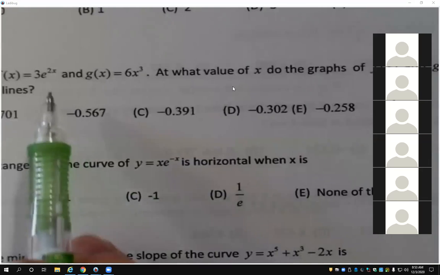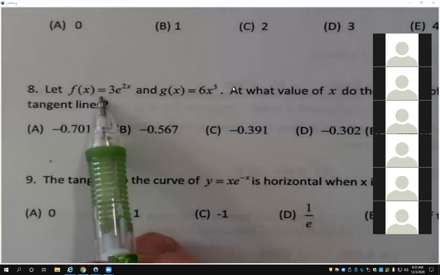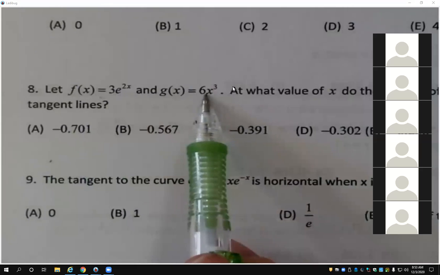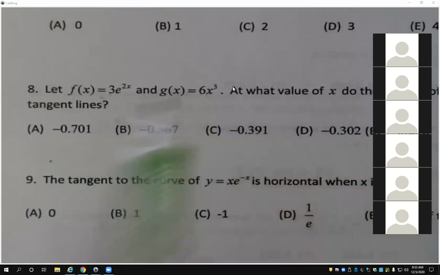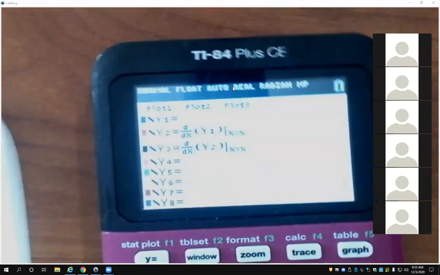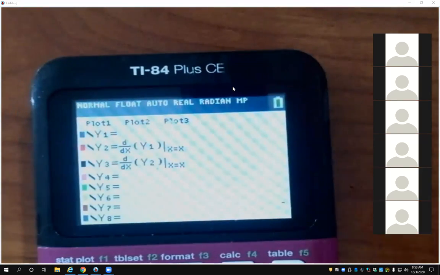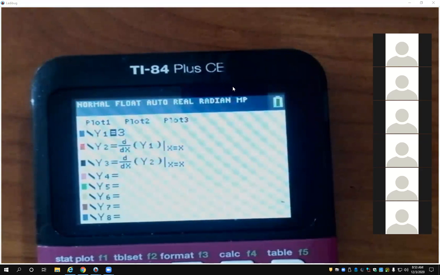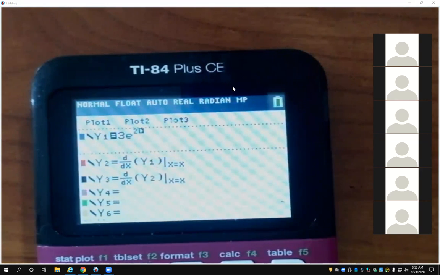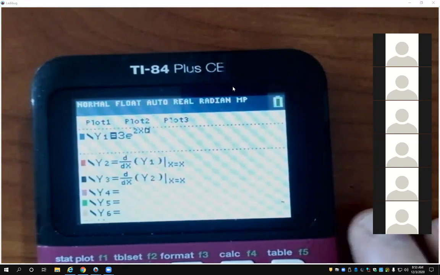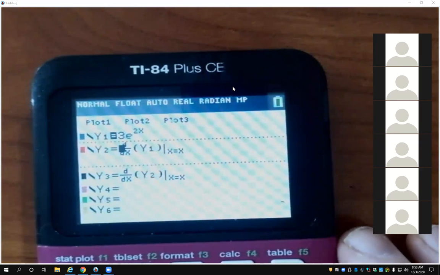So what I want to do is graph this function in my calculator and graph their derivatives. Here's what I'm going to do. It's a little funky in my calculator. In y1, I'm going to graph f of x, so it's 3e to the 2x. And in y2, I have the derivative of that already put.